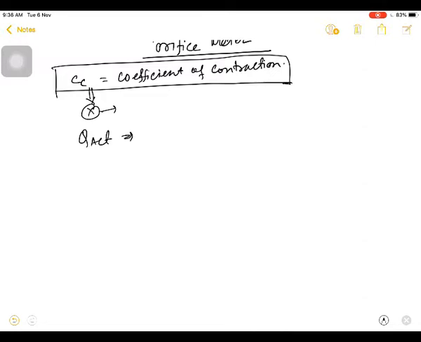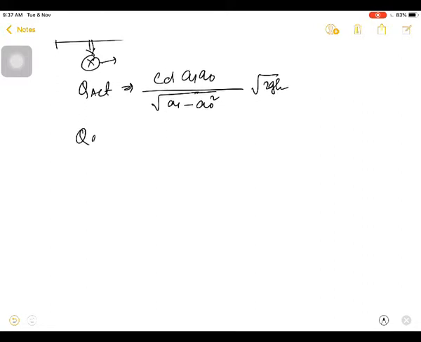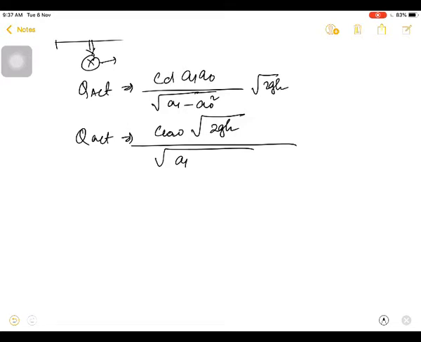So suppose Q actual in the orifice. If I provide you CD, you can write CD into A1 A0 by root of A1 square minus A0 square into root 2GH. And the same Q actual, if you want to write in terms of CC, it is CC into A0 root 2GH into A1 by root of 1 minus A0 by A1 whole square into CC square.